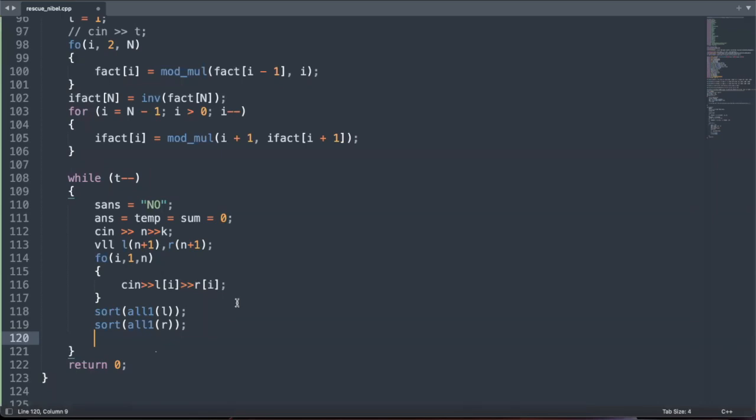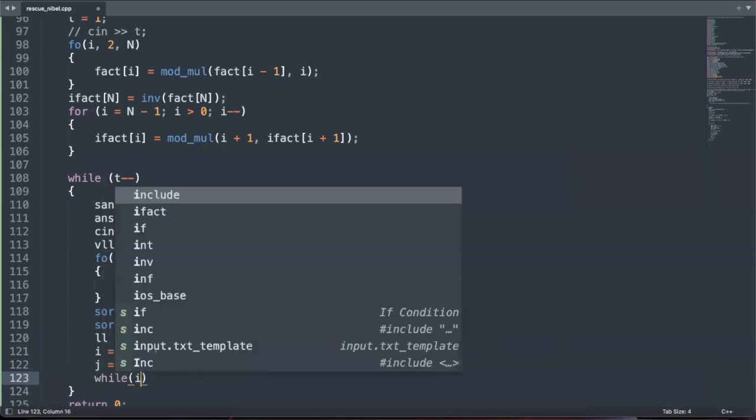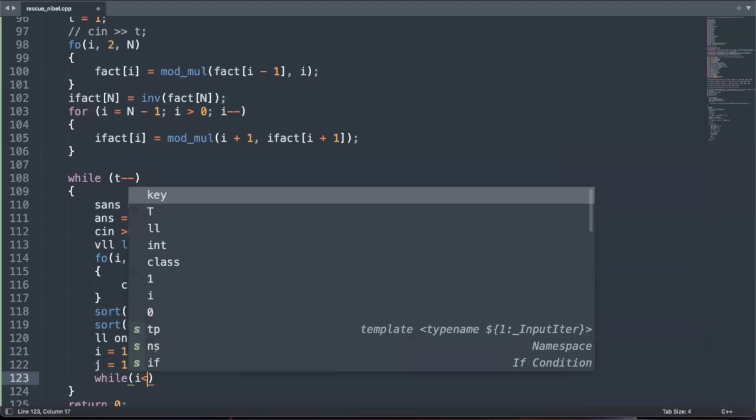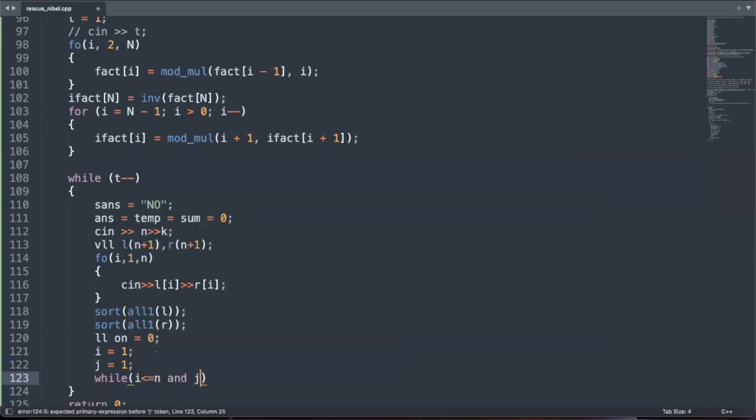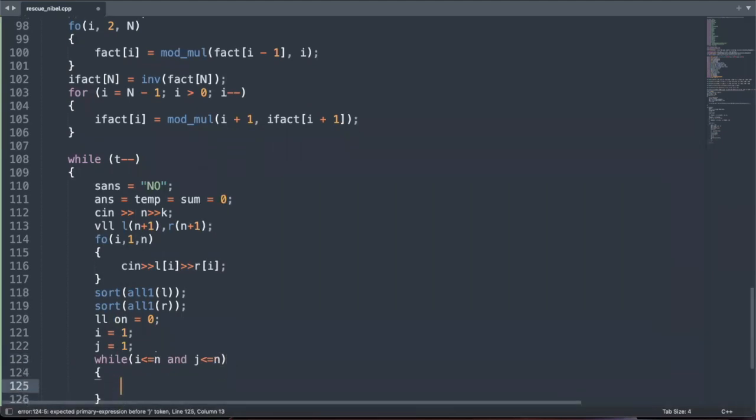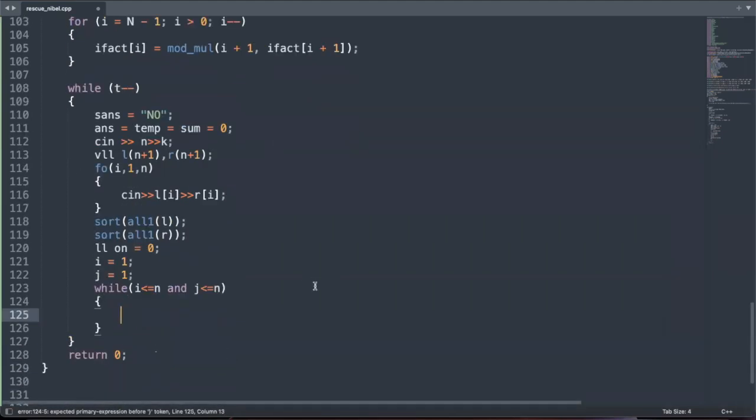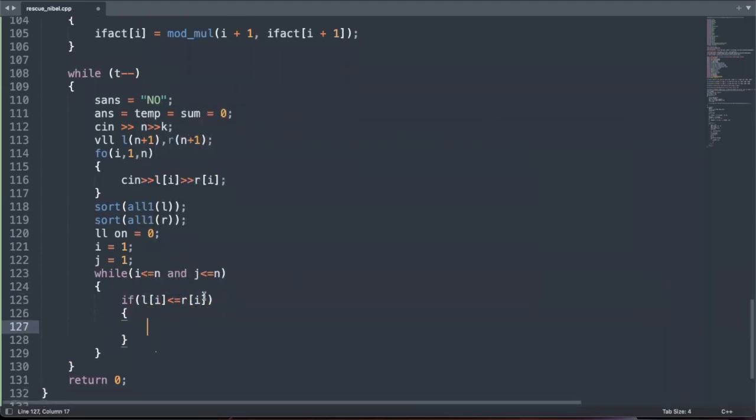So let's take this variable on, which is denoting the number of lamps which are on right now. And then we have i and j. Initially, both of them are 1. So while i is less than or equal to n and j is less than or equal to n, we'll simply check if L of i is less than or equal to R of j. Notice that I'm giving priority to L of i because these R values are not inclusive.